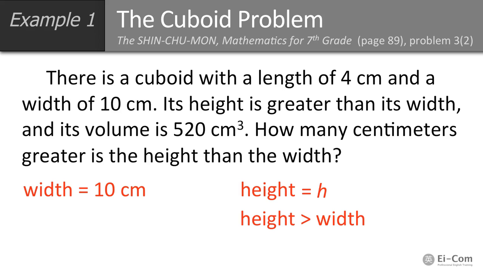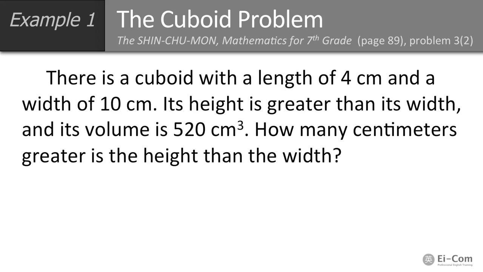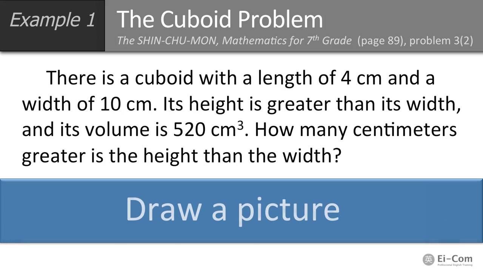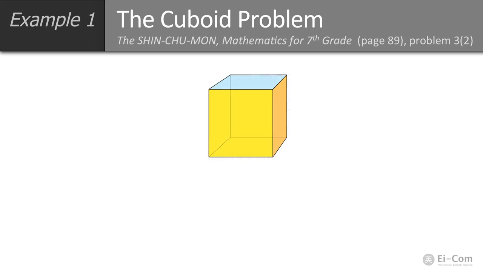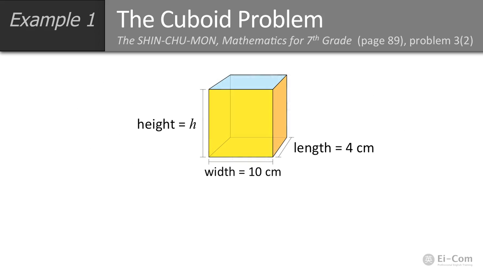Since we are using words such as cuboid, length, width, height, and volume, it may be a good idea to draw a picture. A picture helps us visualize the problem that we are trying to solve. So, here is a cuboid. The length is 4 centimeters and the width is 10 centimeters. Since the height is an unknown, we have labeled that using the lowercase h. We also know that the volume of this cuboid is 520 cubic centimeters. So let's include that information in our picture.